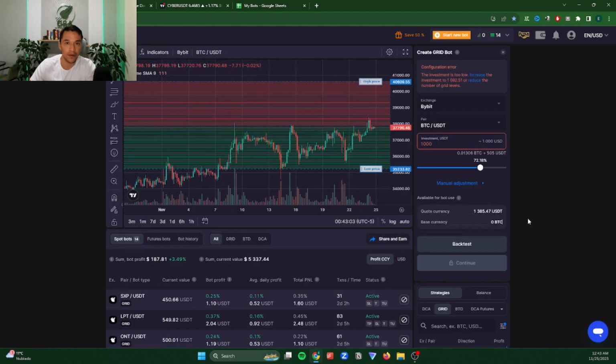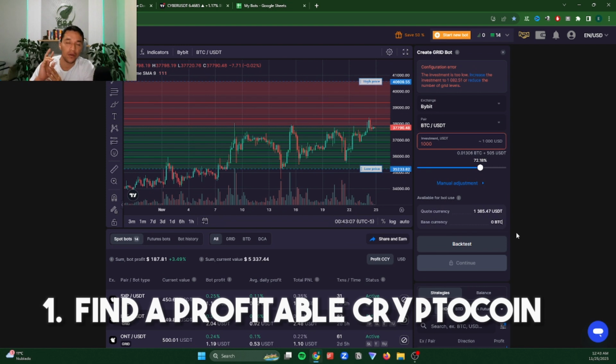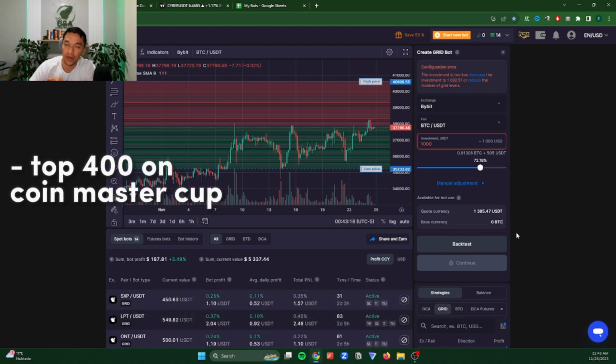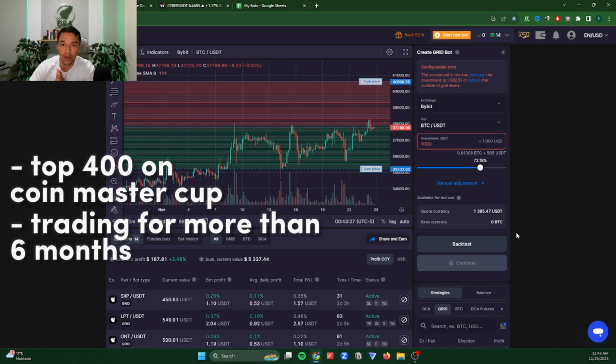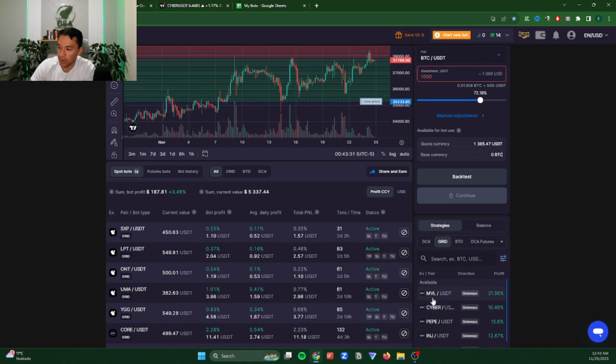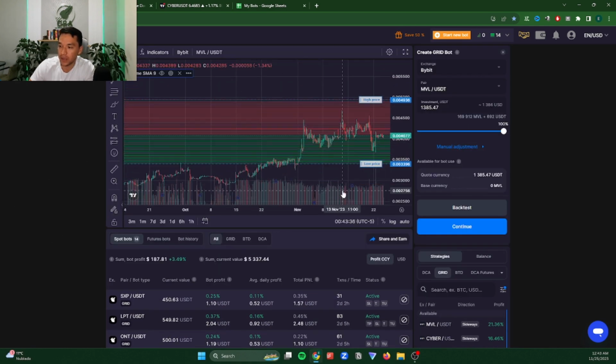So let's start with the first step, finding the profitable crypto coin. For this, we have to go over 2 things. First, it's not going to be a shitty coin, meaning that it needs to be in the top 400 of the CoinMarketCap ranking. And also it needs to be on the market for more than 6 months. So let's start with the first one, MBL. We can see that it has been trading sideways.